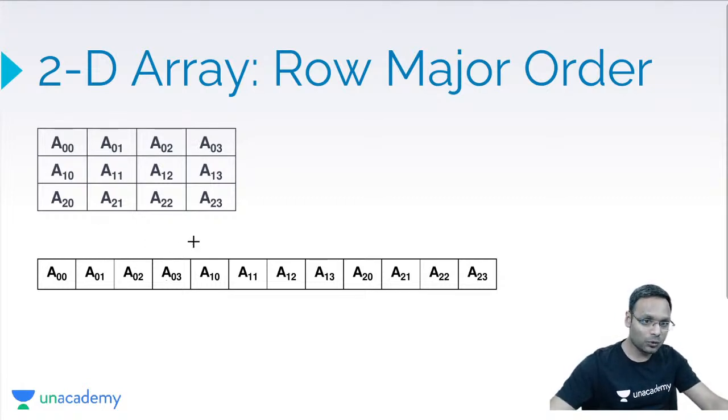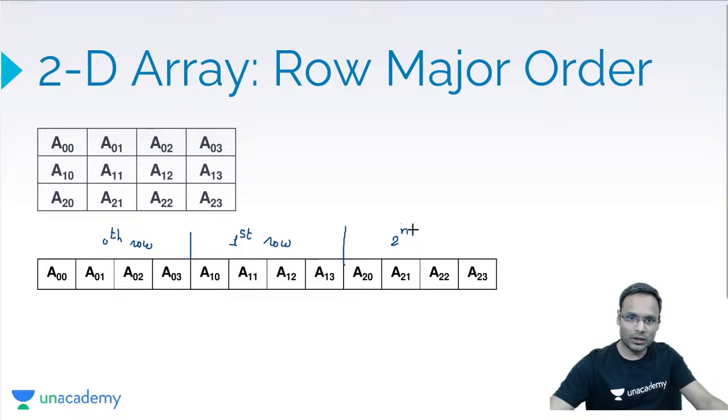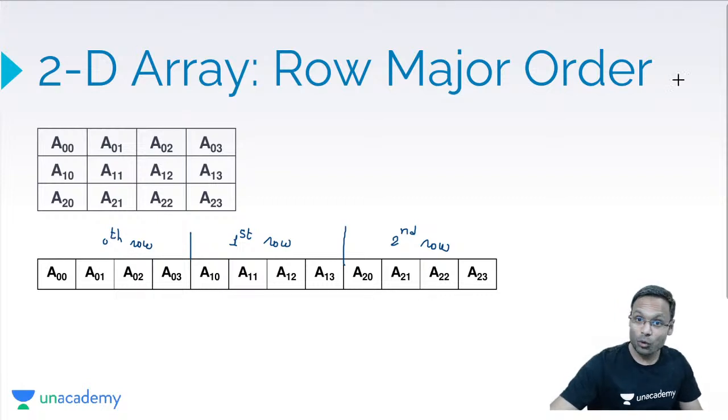After that, the next row. So look at this. This is the first row, 0th row. Then row number 1 elements you are storing next. Look at this: 1 0, 1 1, 1 2, 1 3. And after that, the second row you are storing next: 2 0, 2 1, 2 2, 2 3. Right? This is row major order.